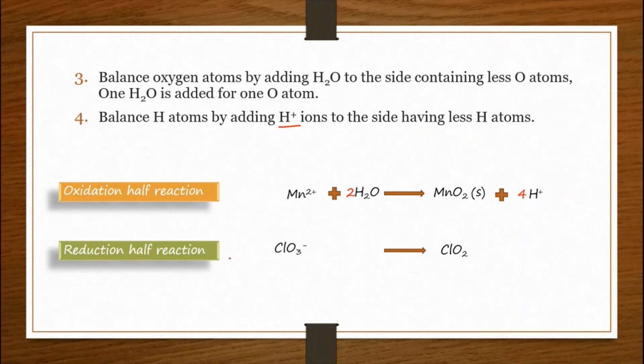Similarly balance the reduction half reaction. So in the reduction half reaction there are 3 oxygen atoms on the left hand side of the equation while there are 2 oxygen atoms on the right hand side of the equation. So we have to add 1 water molecule to the right side of the equation, and to balance the hydrogen atoms we have to add 2 H plus ions to the left hand side of the equation.